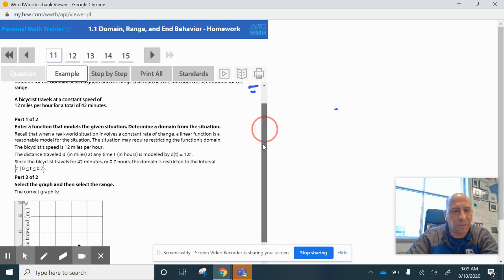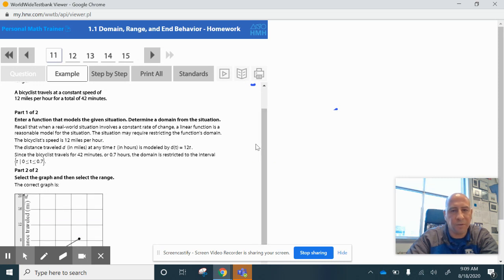Okay. So it says part 1 and 2. Enter a function that models a given situation. Determine the domain from the situation. Recall that when a real-world situation involves a constant rate of change, a linear function is a reasonable model for the situation. The situation may require restricting the function domain. The bicycle's speed is 12 miles per hour. The distance traveled d in miles at any time t in hours is modeled by d of t equals 12t, like I was saying here.